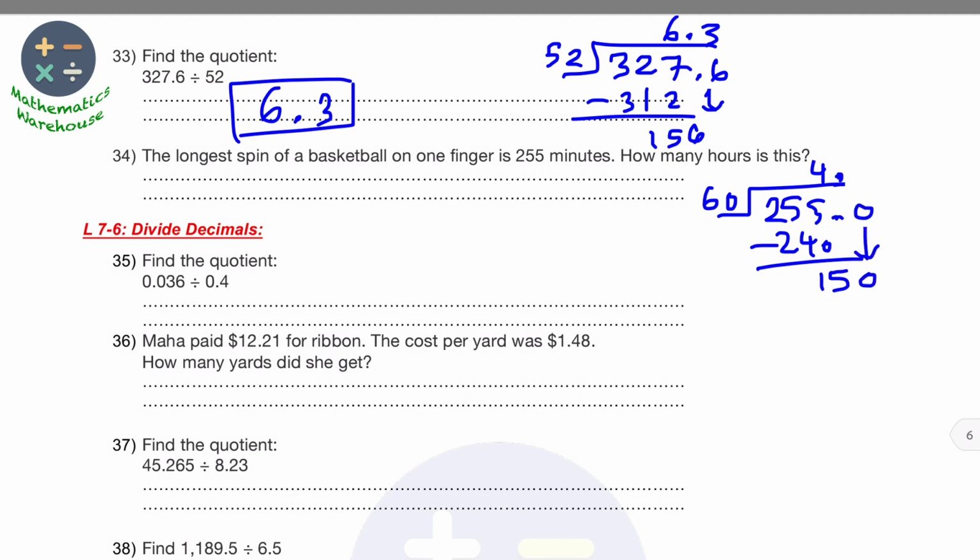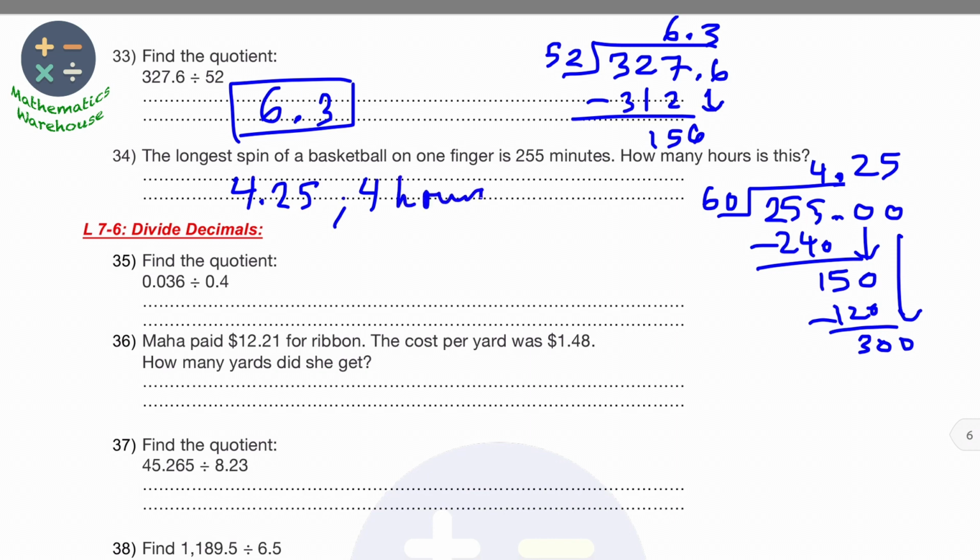150 divided by 60, about 2. 2 times 60 is 120. Subtract, equals 30. We can put another 0, bring it down. Now 300 divided by 60 equals 5. 5 times 60 equals 300. So the answer is 4.25, which is 4 hours 15 minutes, because 4.25 means 4 and a quarter, and a quarter of an hour is 15 minutes.